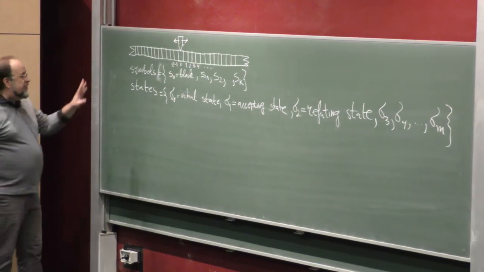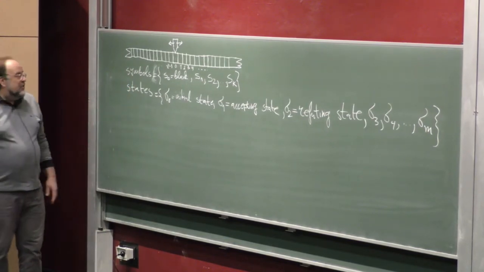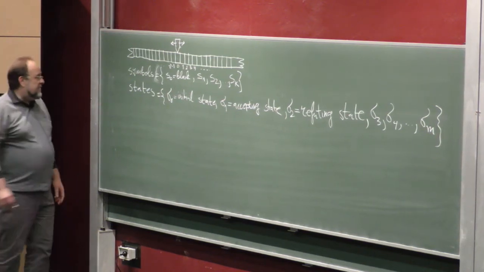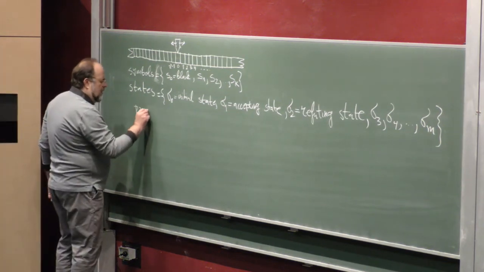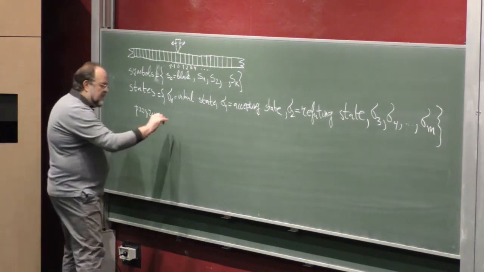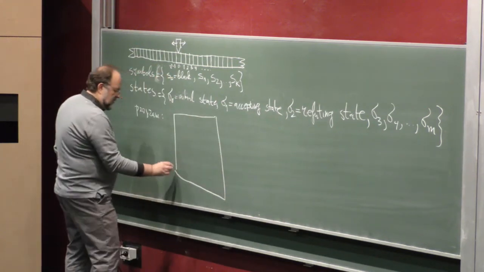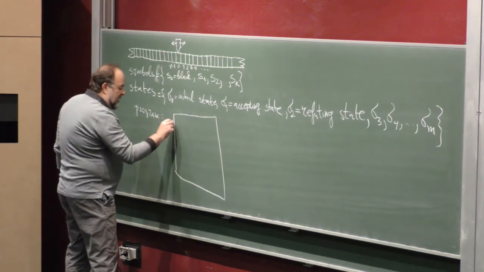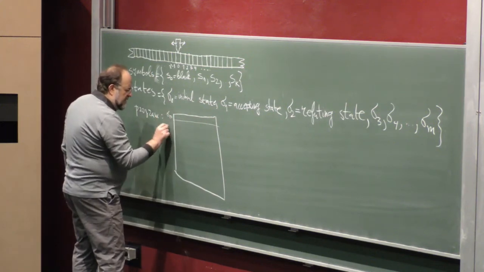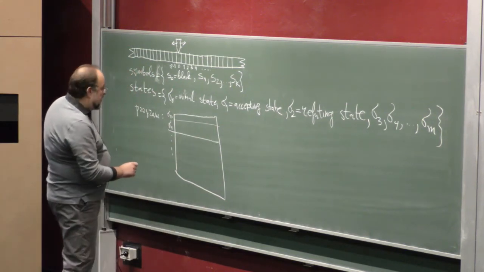Now, this is, so to speak, the underlying machine. On top of it, the machine also has a program. What is a program? A program is simply a table. It's a table that looks like this. Here we list all the states. So this will be sigma 0, sigma 1, all the way to sigma m.